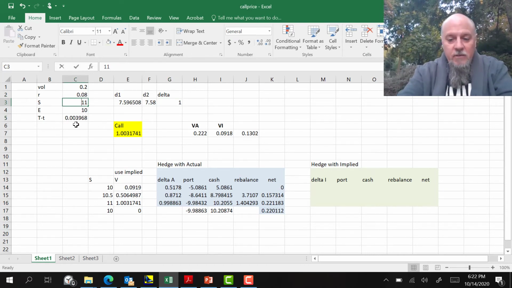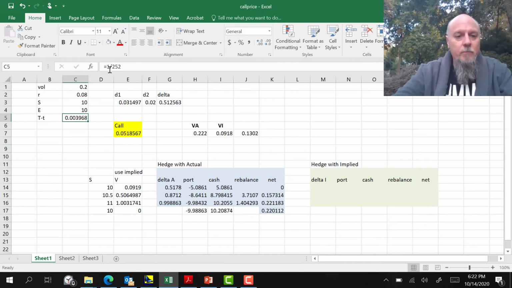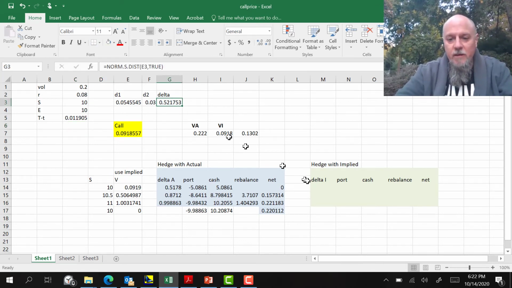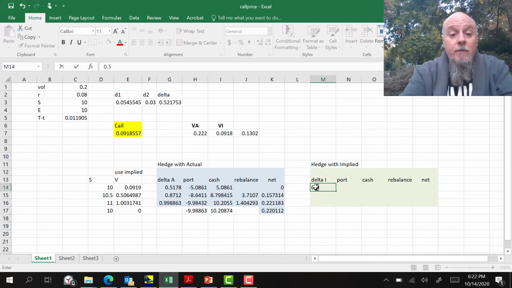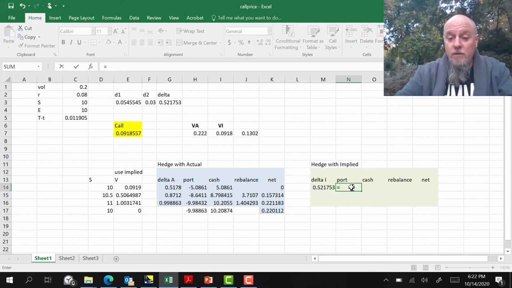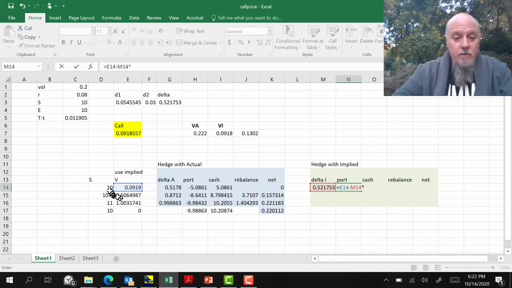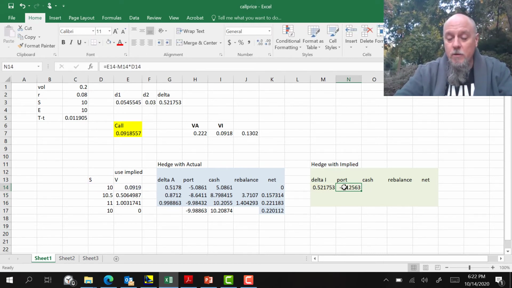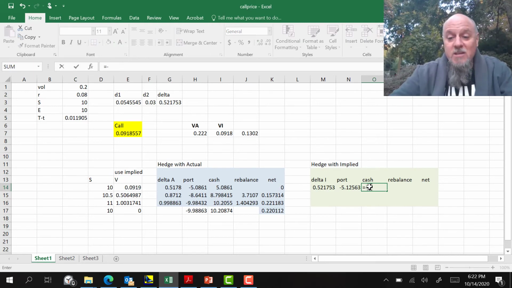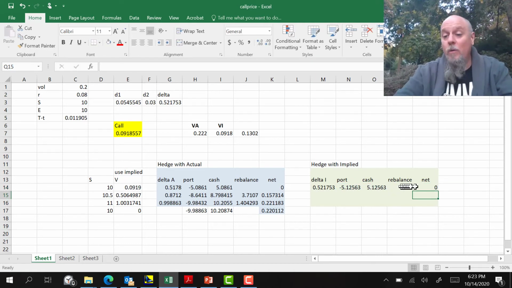So let's get the first delta. The stock on the first day is $10, and there's 3 days left till expiry. So the delta, if I'm hedging with implied, is 0.521753. So my portfolio is worth, I own one of those options, and I'm shorting this delta times the $10. There's where my portfolio is. The cash is equal to negative the portfolio because we always get our net by adding our portfolio plus our cash, and it always starts out at 0.